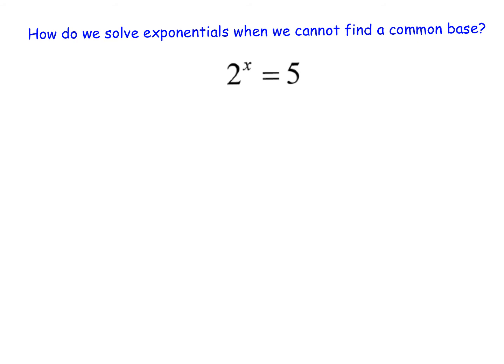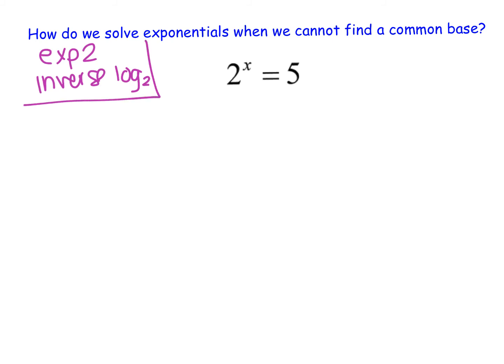So the last strategy here that we're going to use is a strategy that we use when we can't get common bases on both sides. So here we have a 2 and we have a 5, and there's no way we're going to get a common base for 2 and 5. So what we can actually do here is use our knowledge of inverses. So we know that if we have an exponent of 2, we know that its inverse deals with a log of base 2. And we're going to use that to our advantage here because we can actually undo exponents by using its inverse.